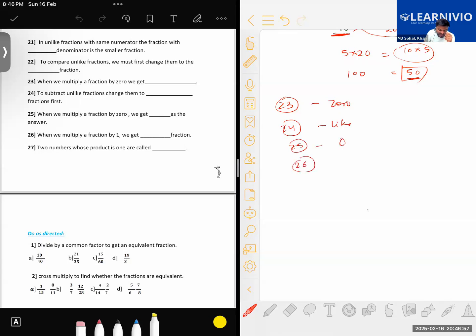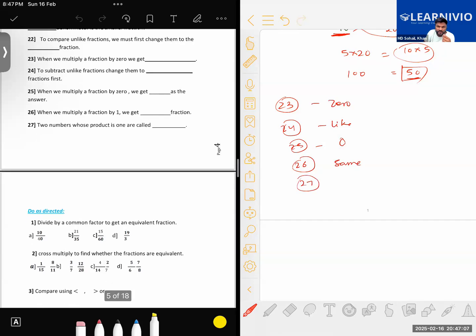26th question, when we multiply a fraction by 1, we get the same fraction. 27th question, you're writing down all this, no? Yes. Good. Two numbers whose product is 1 are called. Say that you have two numbers whose product is 1. What do we call that?